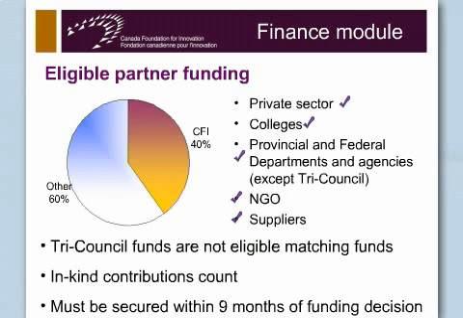So typically what we see is that you get 40% from the CFI, another 40% from the province. So that's why it's important to contact your provincial representative if you're not sure of this. And the other 20% usually comes from either suppliers who make special rebates or the college. That is typically what we see.